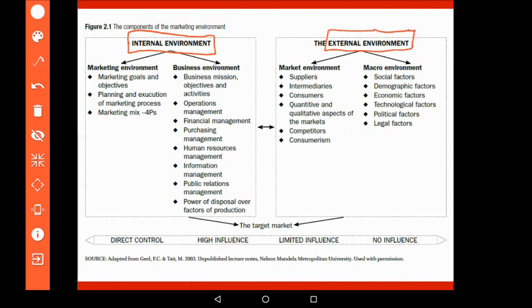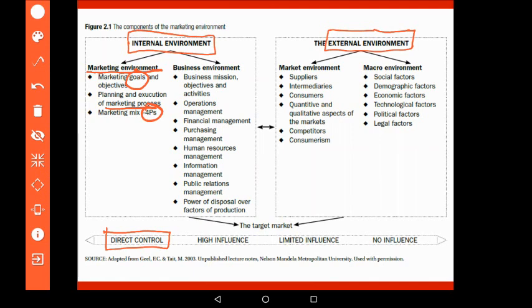In the internal environment, there are 2 parts. On the one hand, there's the marketing environment, and that's the one that we have control over as marketers, which is basically the marketing department. The marketing department deals with marketing goals related to customers, the planning and execution of marketing processes, and of course the 4 P's. Very importantly, as marketers, we have direct control over what happens in the marketing department, because that's where we work.